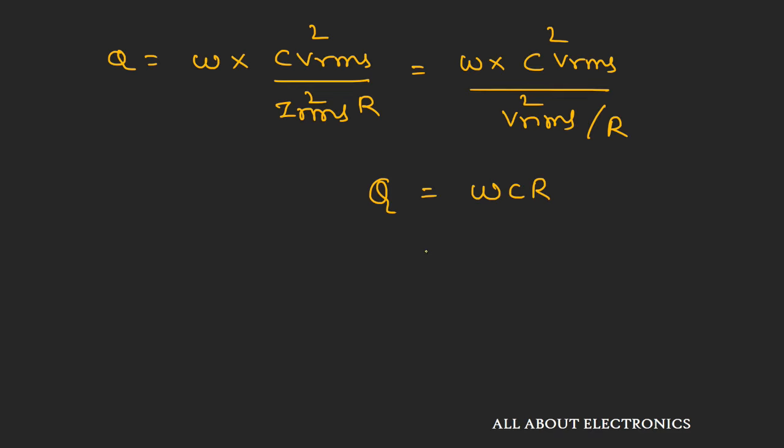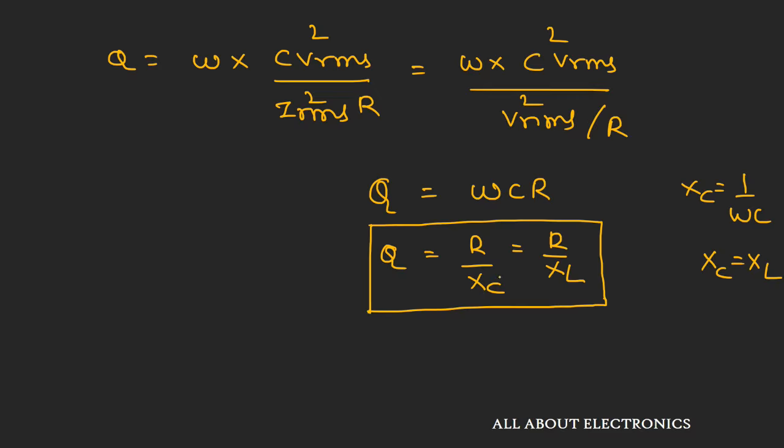Now we know that Xc can be written as 1 over ωC. So we can write this quality factor Q as R over Xc. And also at resonant frequency, the value of Xc is equal to XL. So we can also write it as R over XL. So this is the equation of the quality factor in terms of the circuit parameters.